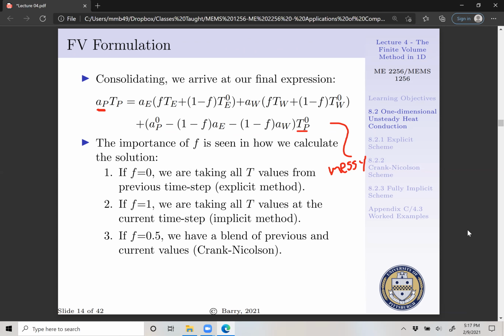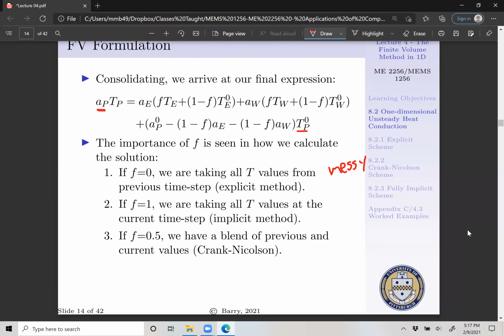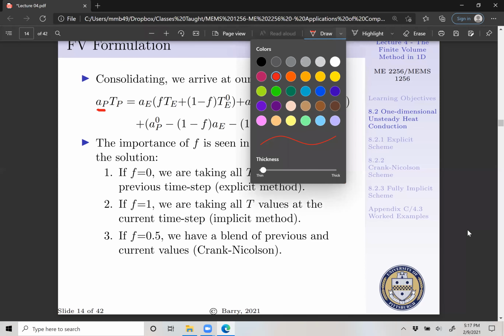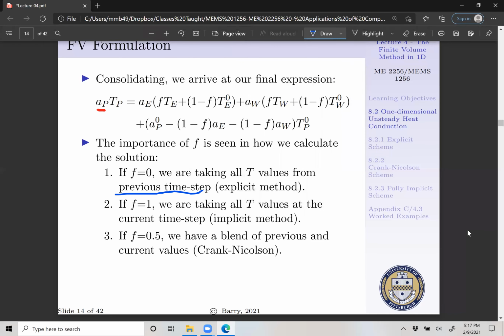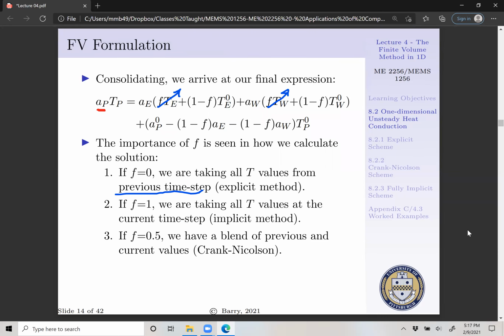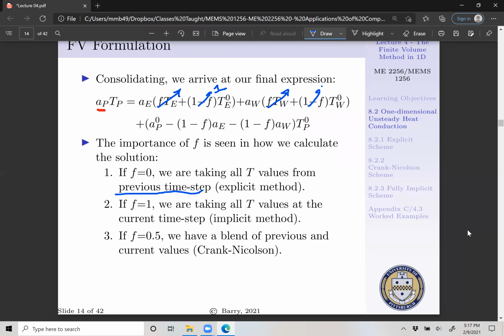Now, let us look at 3 instances of f, and we've kind of alluded to this. If we set f equal to 0, what's happening is we're going to take everything from our previous time step. So if f is equal to 0, this guy goes away, this guy goes away, and then this guy goes to unity, this guy goes to unity, that guy goes to unity, that guy goes to unity.